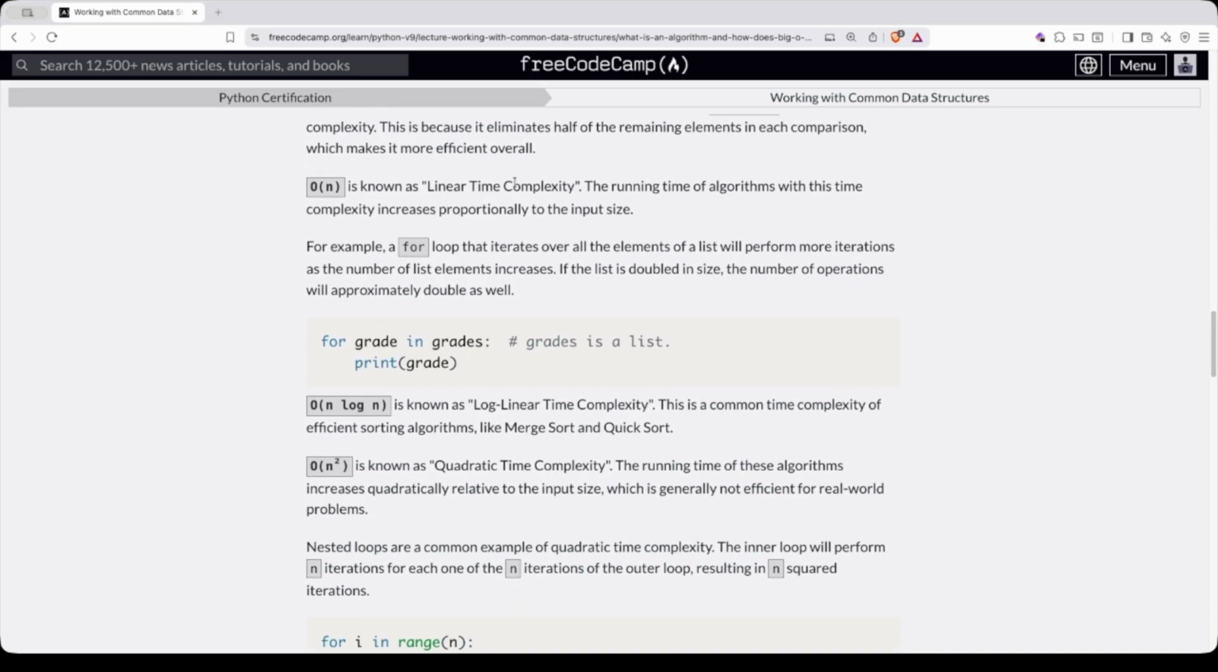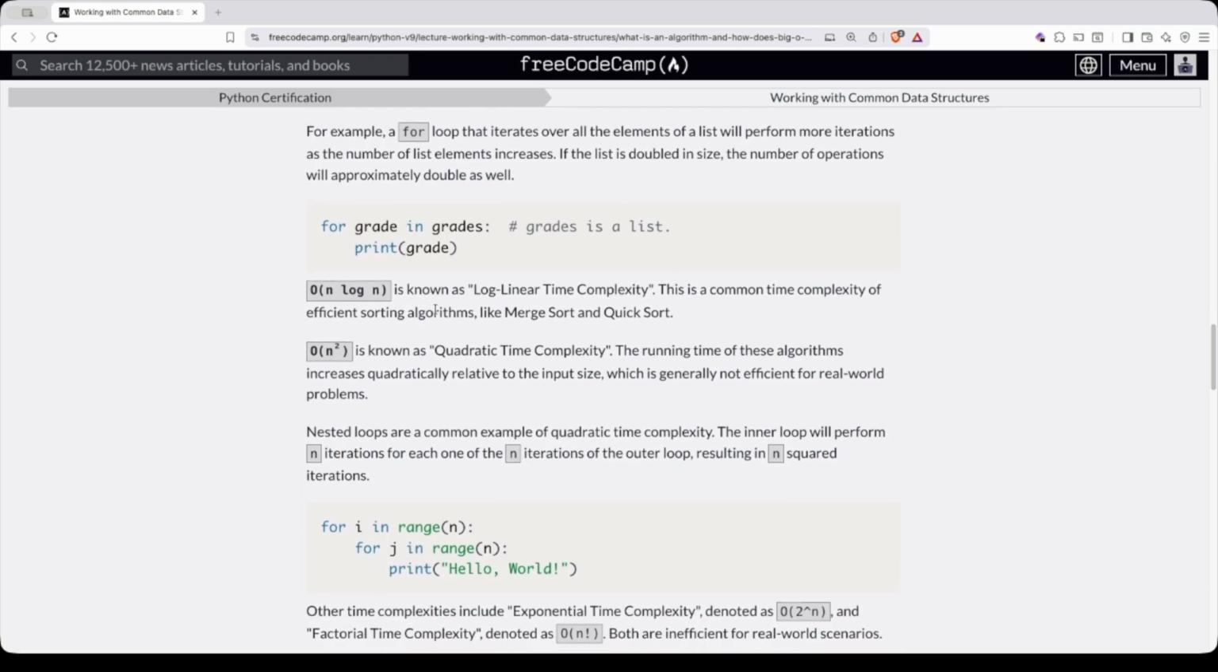O(n) is known as linear time complexity. The running time of an algorithm with this time complexity increases proportionally to the input size. For example, a for loop that iterates over all the elements of a list will perform more iterations as the number of list elements increases. If the list is doubled in size, the number of operations will approximately double as well. For grade in grades, print grade. So the higher the number here, the more times we have to print it.